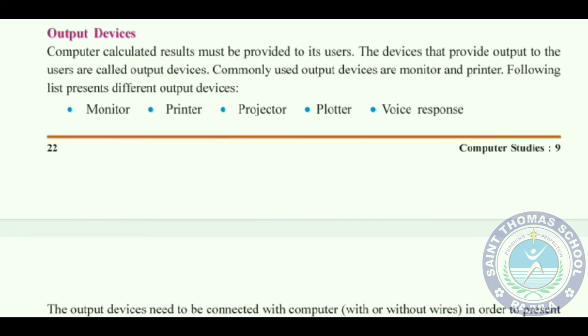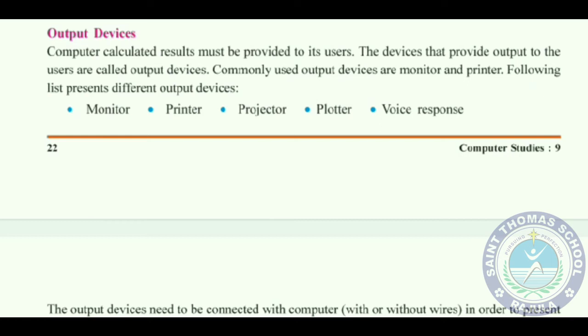Now we are going to discuss the output devices. The computer's calculated results must be provided to its user. Means the computer has already done the processing and now the result is ready to show. The devices that help the computer to show its result to the user are known as output devices. The commonly used output devices are monitor and printer. Basically, these two are the most used output devices.